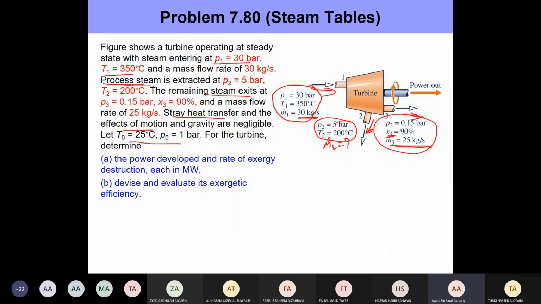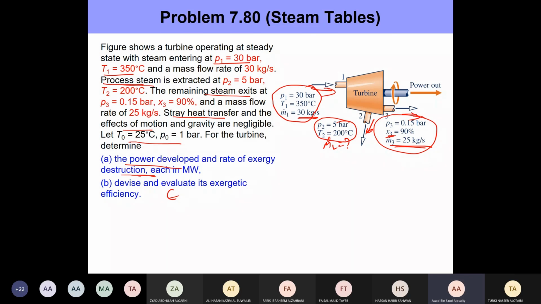These are the values for T naught and P naught, and for this turbine we need to do a couple of things. We need to calculate the power developed and the rate of exergy destruction, and then using those two we have to devise and evaluate its exergetic efficiency, which is again a ratio of desired output by the required input. And for a turbine, as we just discussed, the input is the decrease in the exergy for the working fluid, and the output is the work output. That's the only reason why we build a turbine.